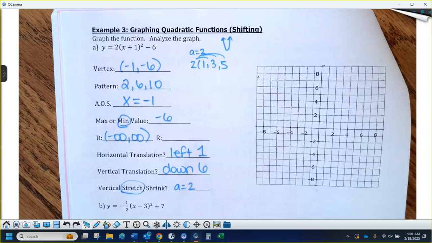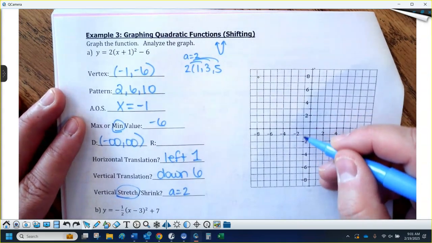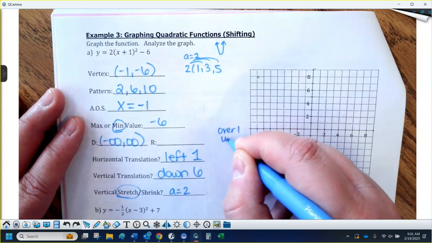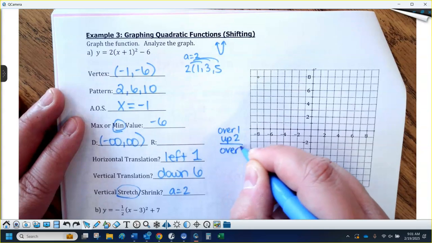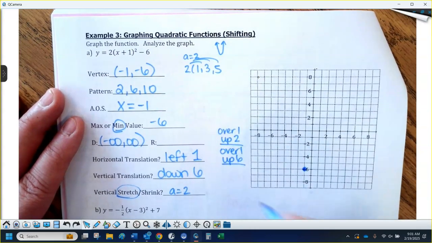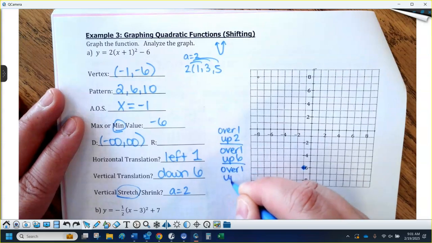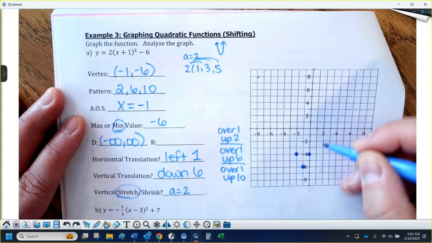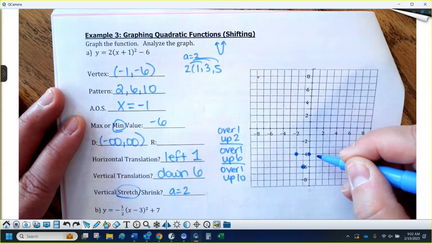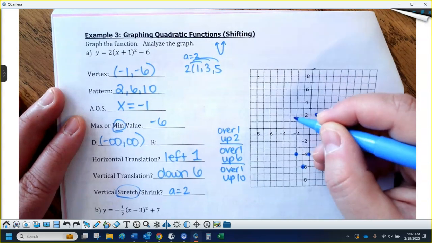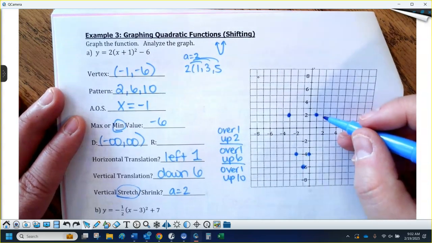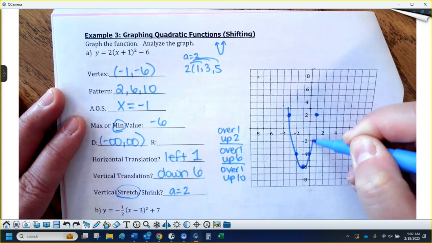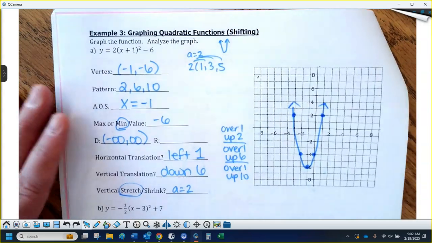Okay, I'm going to leave the range so we can put this on the graph. So we're going to graph, go over 1 to the left, down 6. And then for my pattern, I'm going to go over 1, up 2, over 1, up 6. I don't think it's going to fit, but I could go over 1, up 10. So just from the vertex, I'm going to go over 1, but we're going to go up 2 spots. So it should be more narrow. Then I'm going to go over 1, and I'm going to count up 6 on either side. And yeah, this graph is not tall enough to go up 10 spots, but this is totally fine. There's plenty of points to get a good idea of that graph.